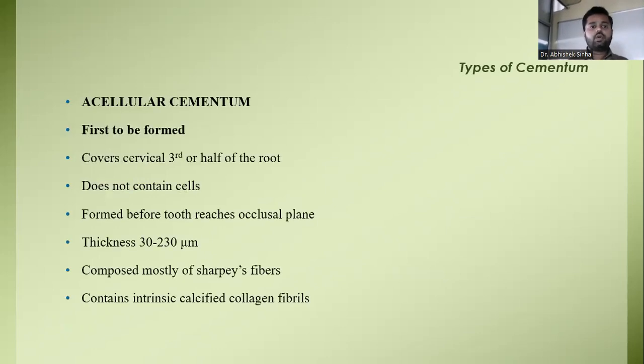Okay. So acellular cementum is the first formed cementum. It covers the cervical third or half of the root, does not contain cells, is formed before the tooth reaches the occlusal plane, and is mainly composed of Sharpey's fibers. Again, it is the first formed, covers the cervical third or half of the root, does not contain cells, forms before the tooth reaches the occlusal plane, right? And is mainly composed of Sharpey's fibers.